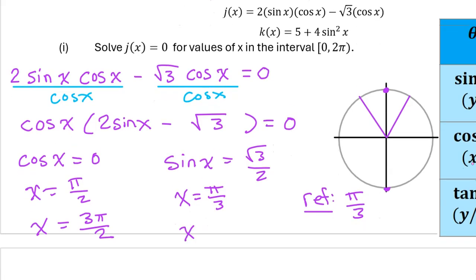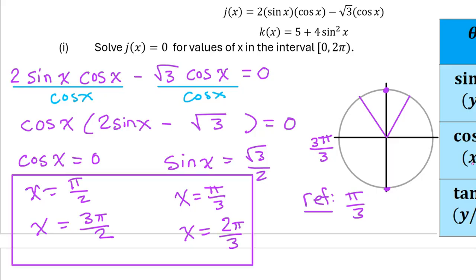In the second quadrant, we think of pi as 3 pi over 3. So this angle must be 2 pi over 3. These are the solutions to j of x equals 0 on the interval from 0 to 2 pi.